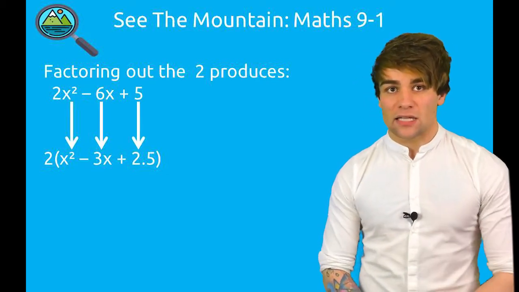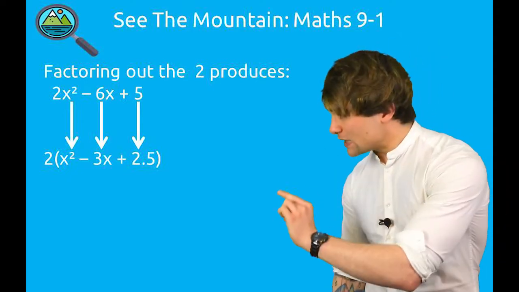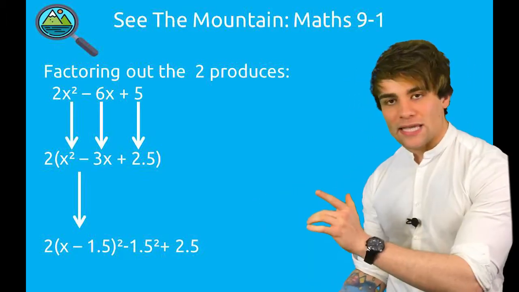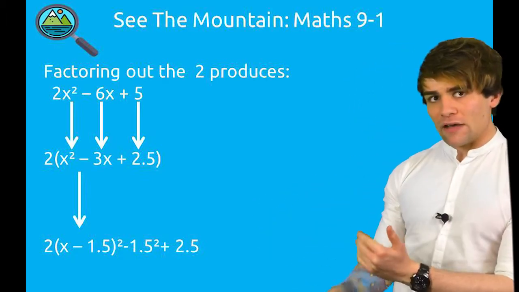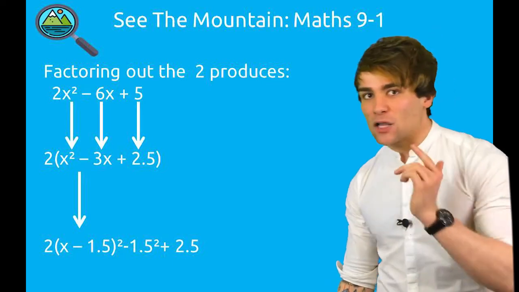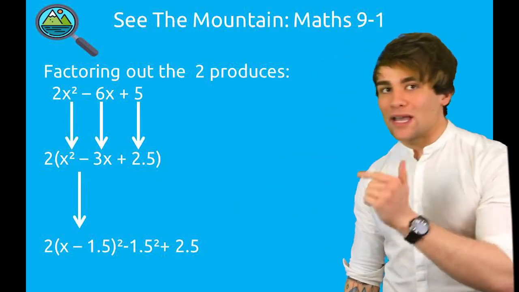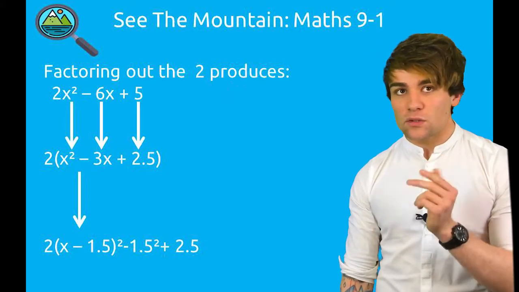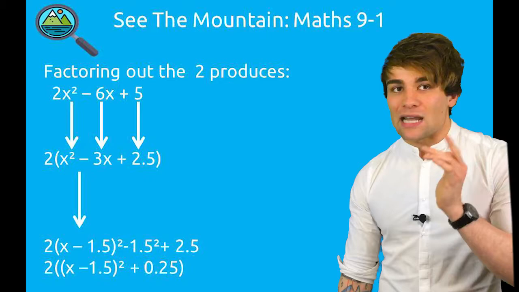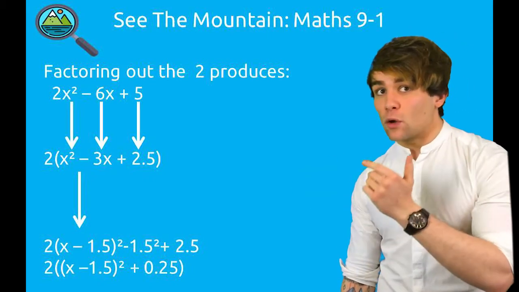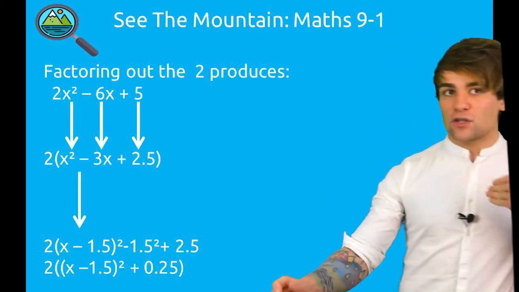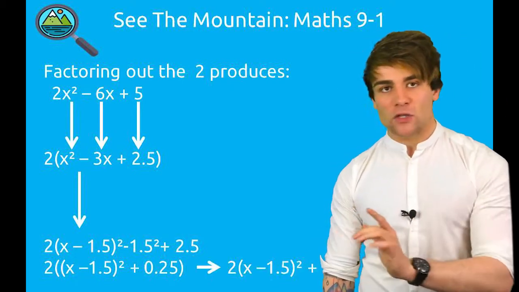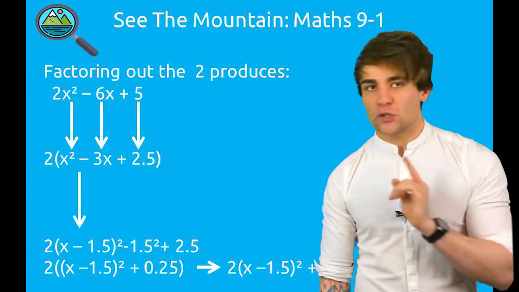Right, here's our next step then. We can now complete the square for what's inside that bracket. So x squared minus 3x, we're going to take now to x minus 1.5 all squared. As always, minus 1.5 squared comes out. We can now simplify minus 1.5 squared plus 2.5 in those brackets down to 0.25. Now, if you want to resolve that final bracket, you've got to multiply the 0.25 by the 2, giving you a final expression of 2, open bracket, x minus 1.5 all squared plus 0.5.